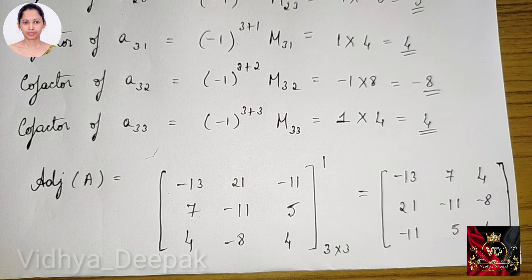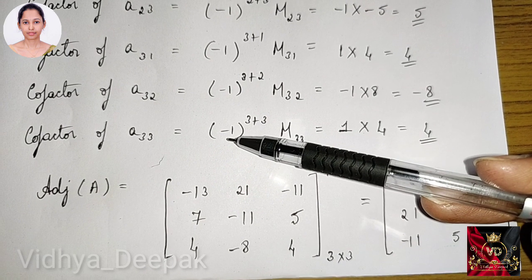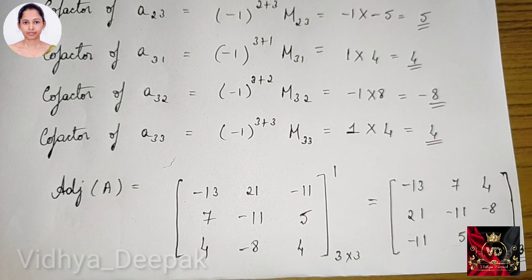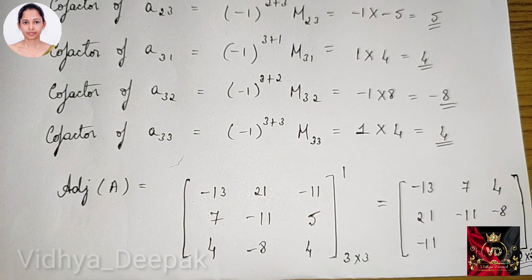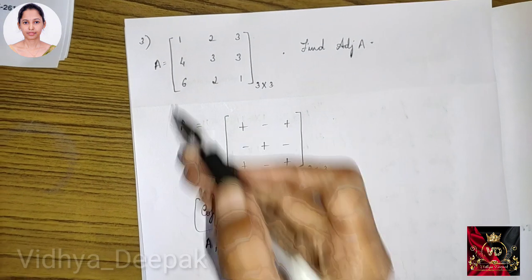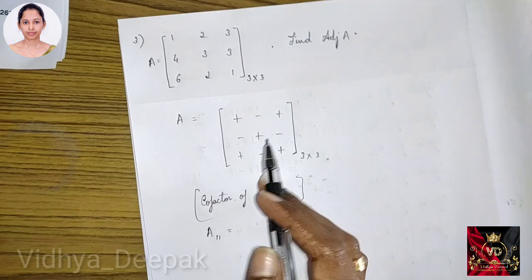So there is one more method instead of using this formula, how to directly assign the signs. Okay, so we will take one more example and check out how to do that. Which method is easy for you, you can follow that. Okay, let us check out one more problem. So A is given, we have to find the adjoint. So this is a shortcut method actually.